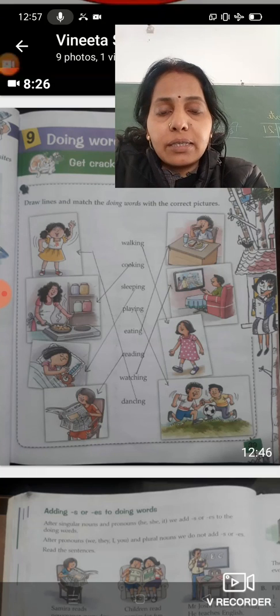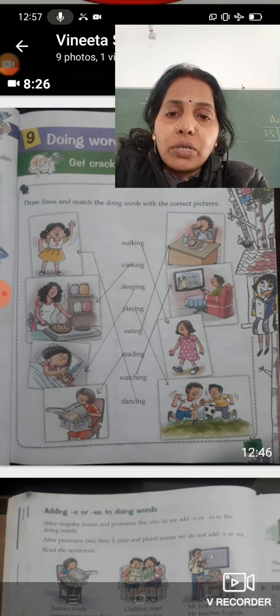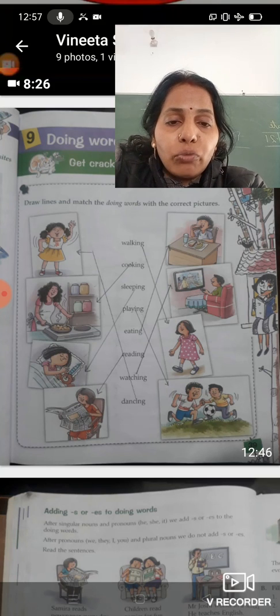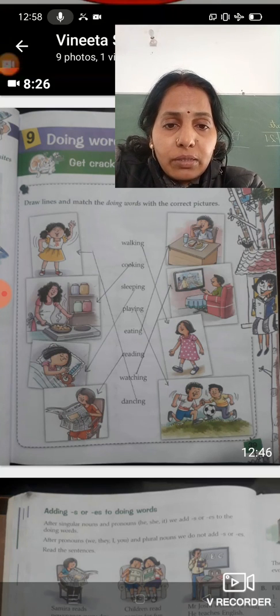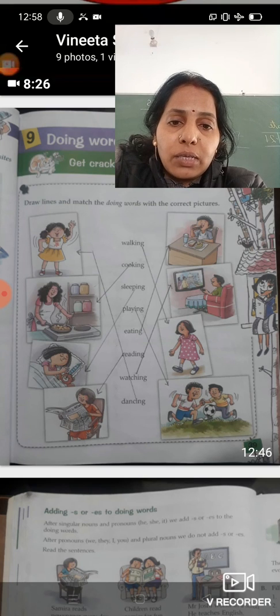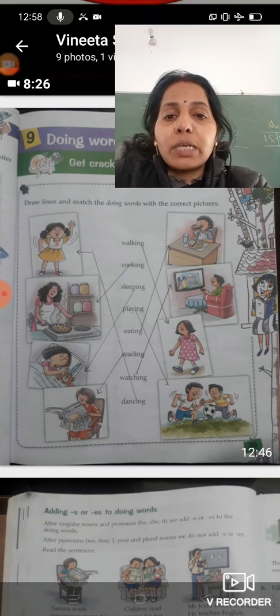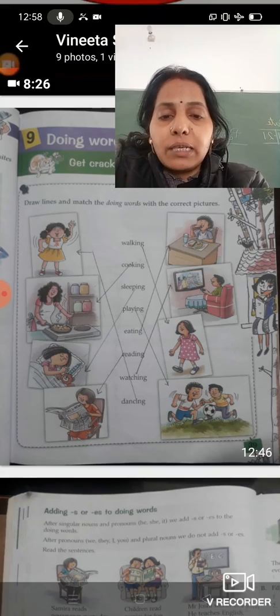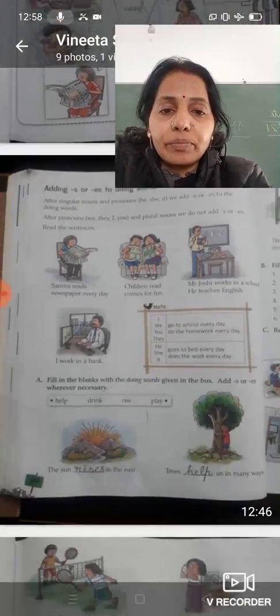So let's start. Children, while you are matching, you don't use your hand, you use a scale to draw the lines. In the same way, you are seeing the first word, walking, and you find out which picture matches it. Yes, see downside. This way children, you will complete page number 39. Let's proceed to the next page.